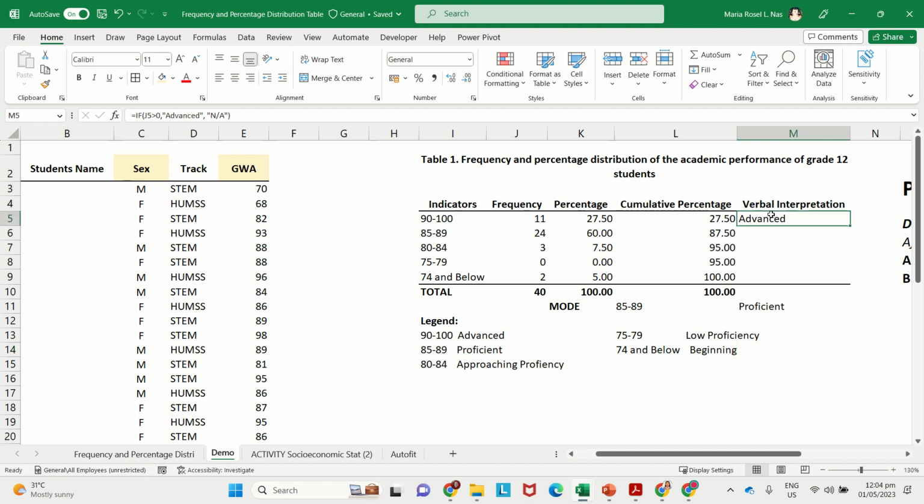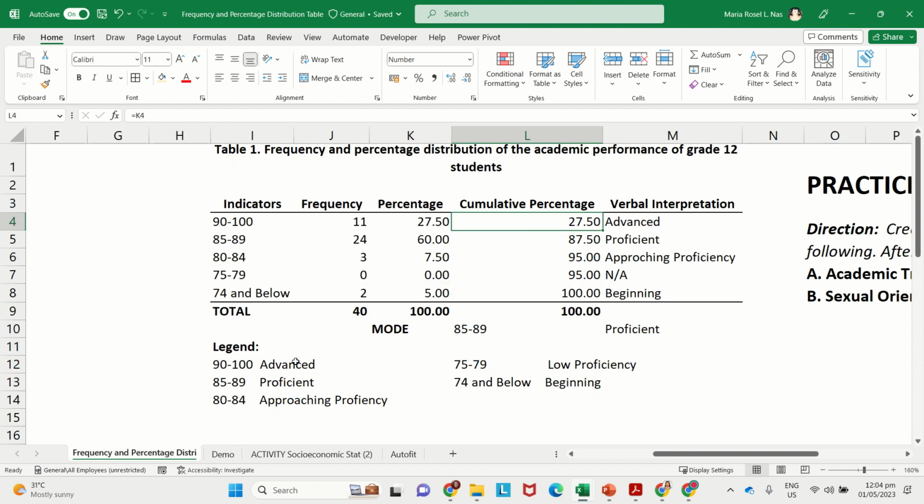For the verbal interpretation, we just need to add here the corresponding interpretation. So for 90 to 100, we have here advanced. For 85 to 89, proficient. 80 to 84, approaching proficiency. 75 to 79, low proficiency, and 74 and below, beginning.